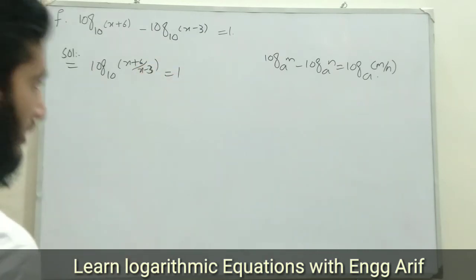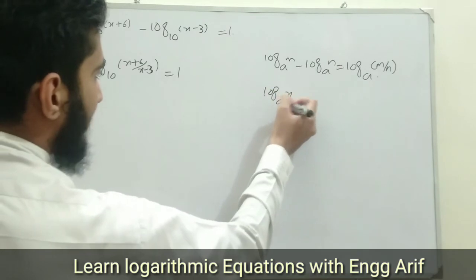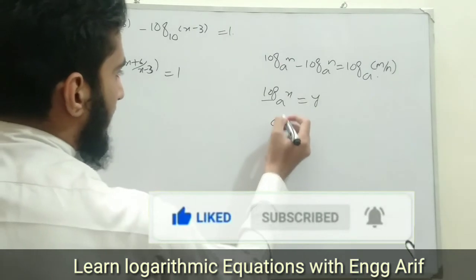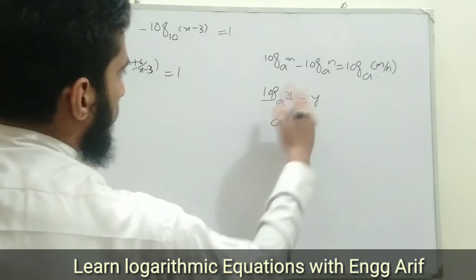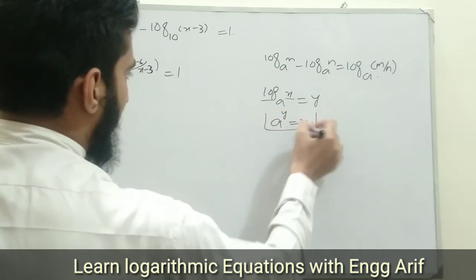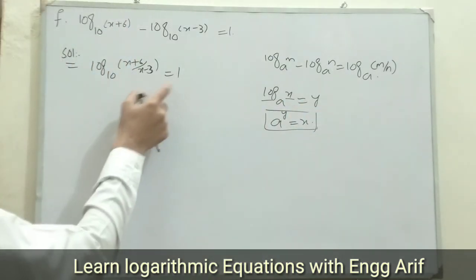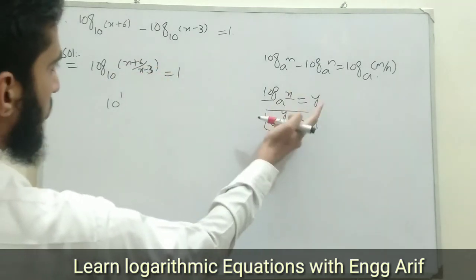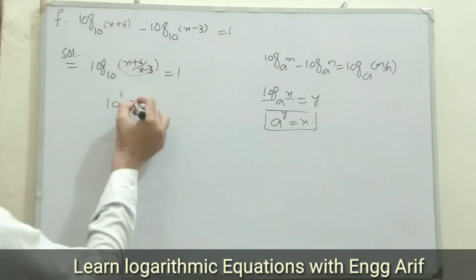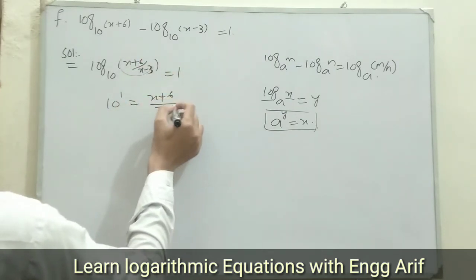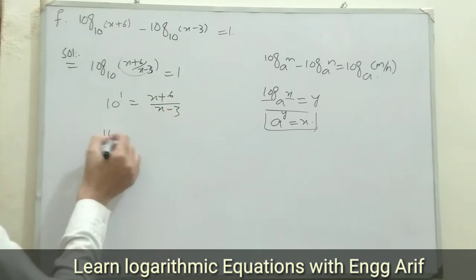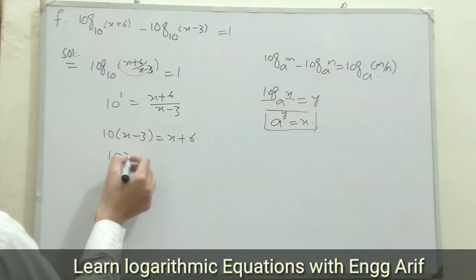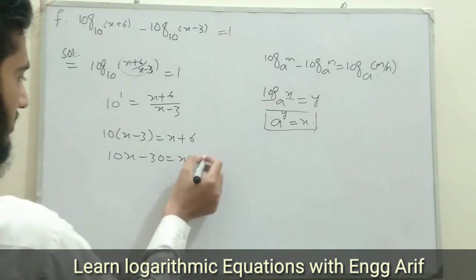is equal to 1. Now use the other formula, log of x to the base a is equal to y. By removing the logarithm from this side, we shift y to the power of a, and x goes to the right hand side. This is the exponential form. Using the same form here, 10 will come to the power 1, and the argument will go to the right hand side, so it becomes x plus 6 divided by x minus 3 equal to 10. Now shift x minus 3 to the right hand side: 10 multiplied by x minus 3 is equal to x plus 6. Now multiplying 10 with x minus 3, it becomes 10x minus 30 is equal to x plus 6.